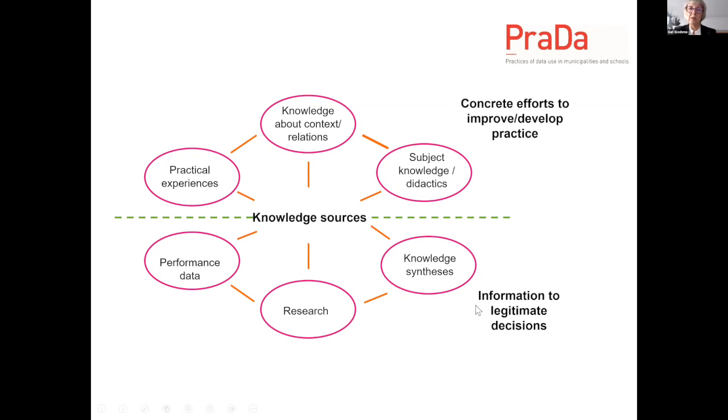And these knowledge sources below the stippled line are more information that the teachers use to legitimate their decisions in their discussion. And what we discussed after this is that these sources below the stippled line are more abstract, perceived as external knowledge sources to the teachers, while the knowledge sources above the stippled line are knowledge that they partly generate themselves. So it's easier for them to use this type of knowledge sources to improve or develop their practice.